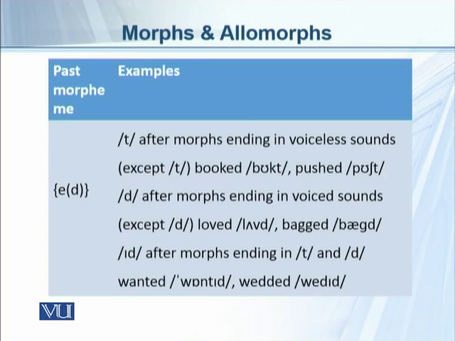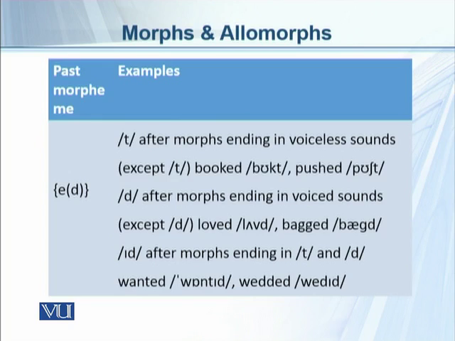We pronounce d after morphemes ending in a voiced sound, except d: loved, bagged. And id after the morphs ending in t or d. Remember that after t, which is voiceless, we do not bring t because they are a similar sound. Or after d, we do not bring d because they are a similar sound. So after voiceless t and after voiced d, ed is pronounced as id. So it is started and it is wanted.